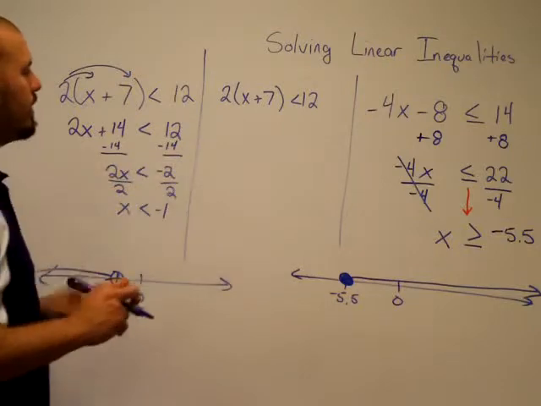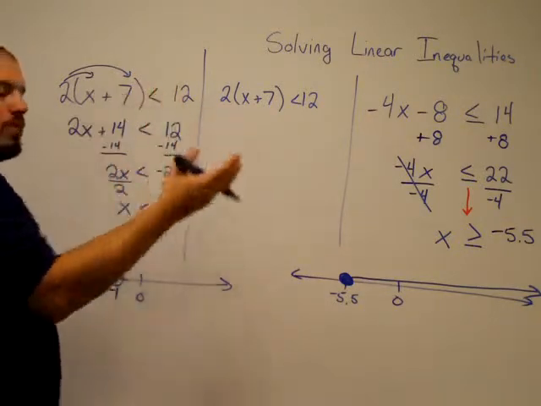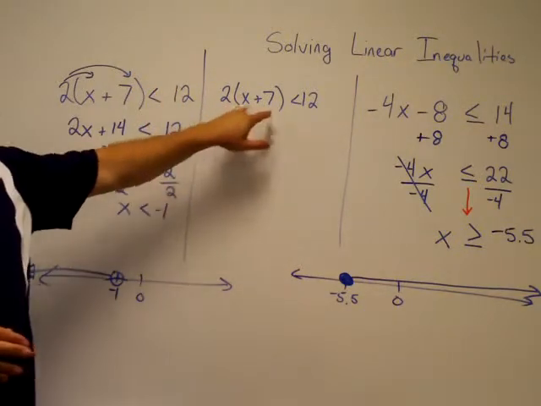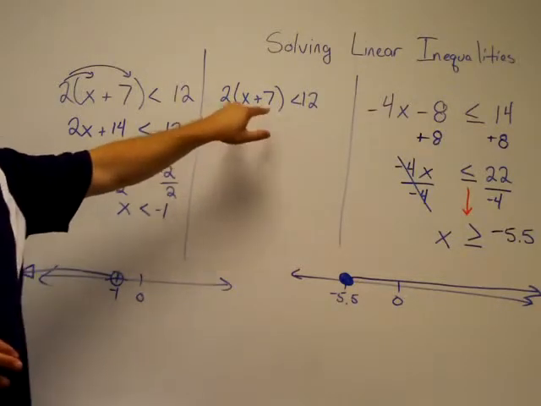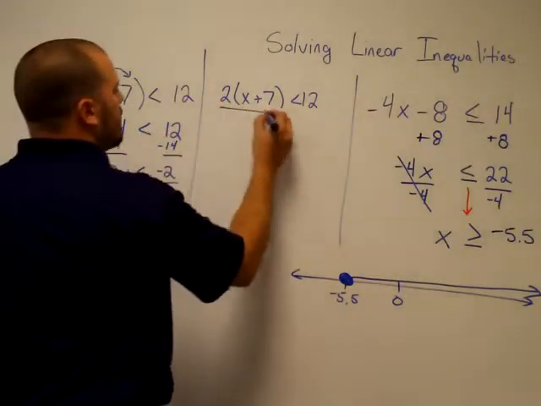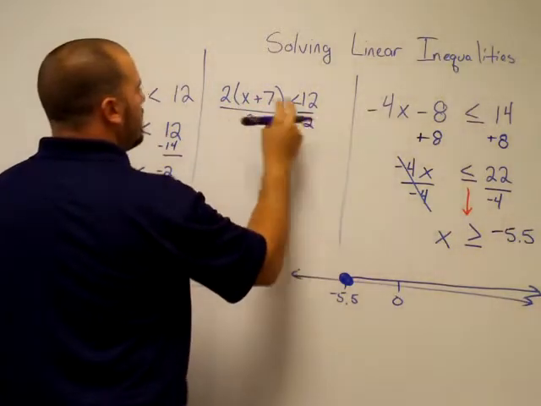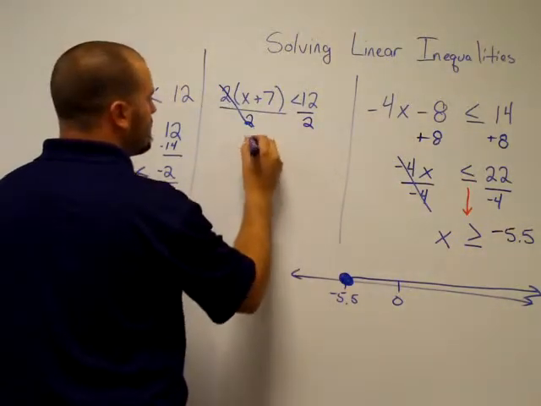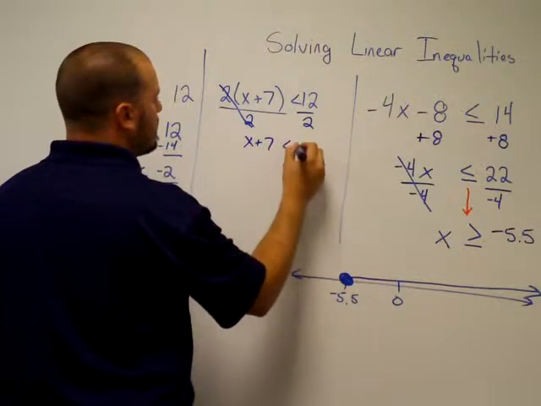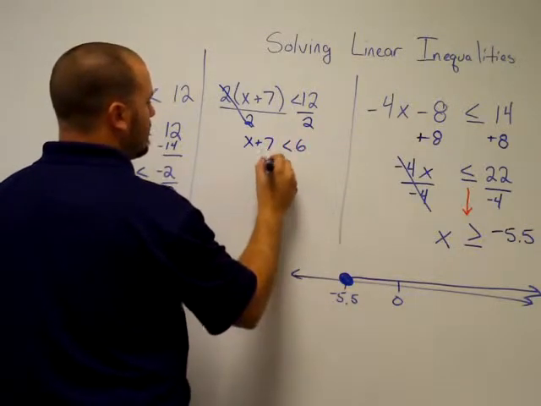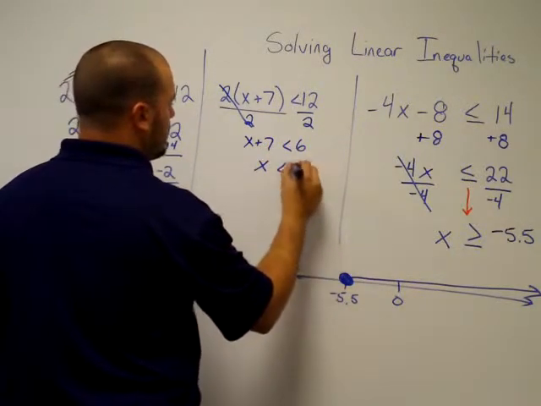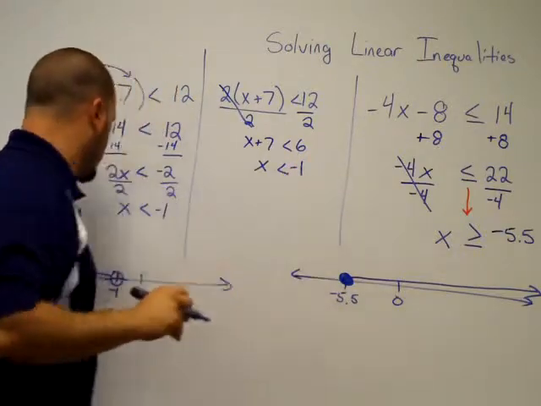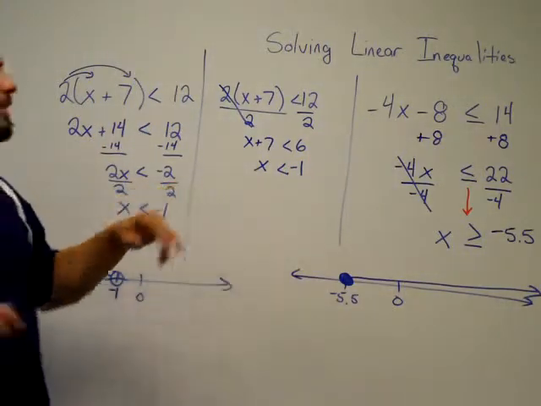Alright, I said I was going to show it a second way. Distributing is a good choice, but since it's 2 times the whole quantity, we can divide first in this case, and it is dividing both sides completely. And we have the same inequality as a result.